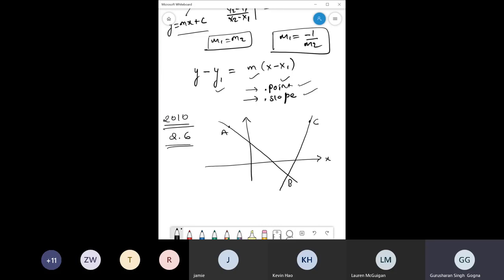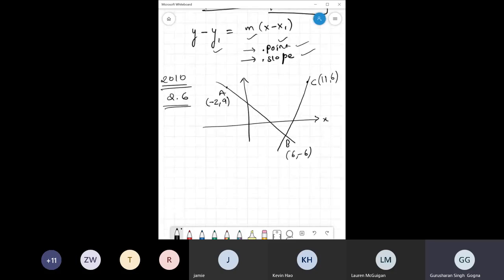So they give you the coordinates of point A, which is minus 2, 9. Coordinates of point B, which is 6, minus 6. And coordinates of point C, which is 11, 6. They also say that the line L, so this is line L, passes through point B, which you can see, and has equation. So the equation of this line is given, which is 12x minus 5y minus 102 equals to 0.